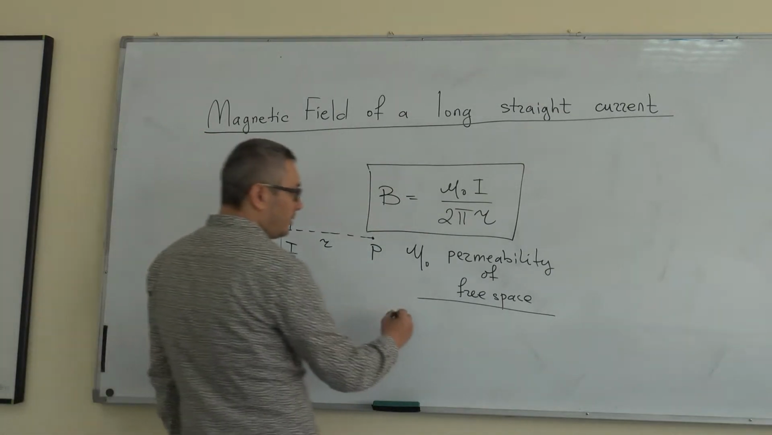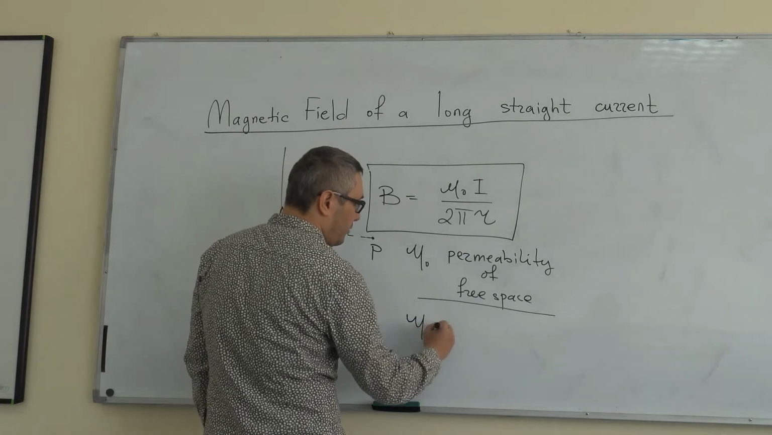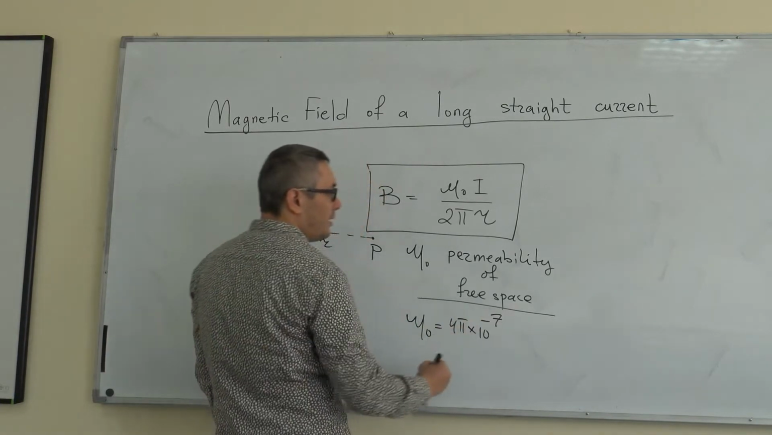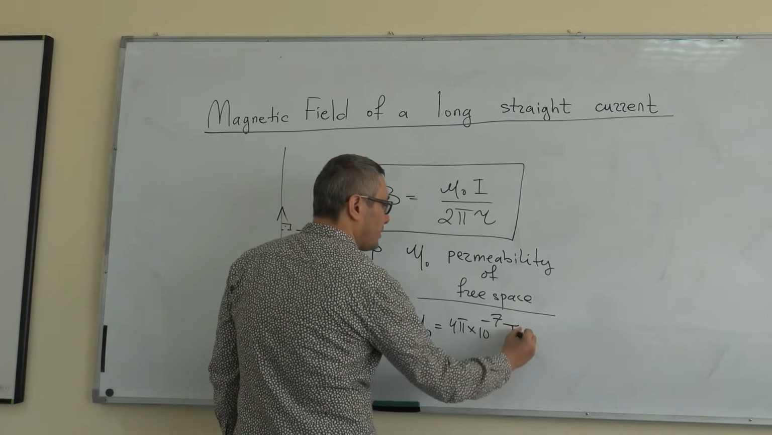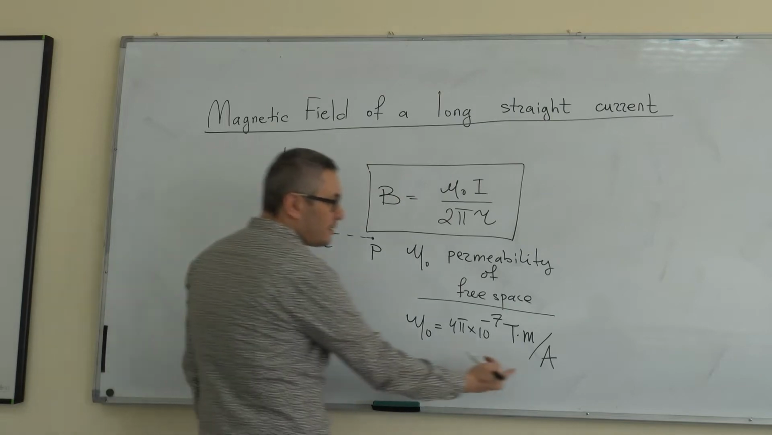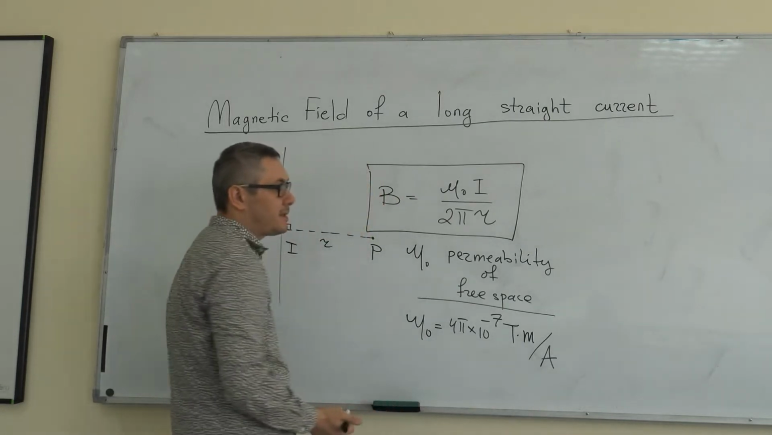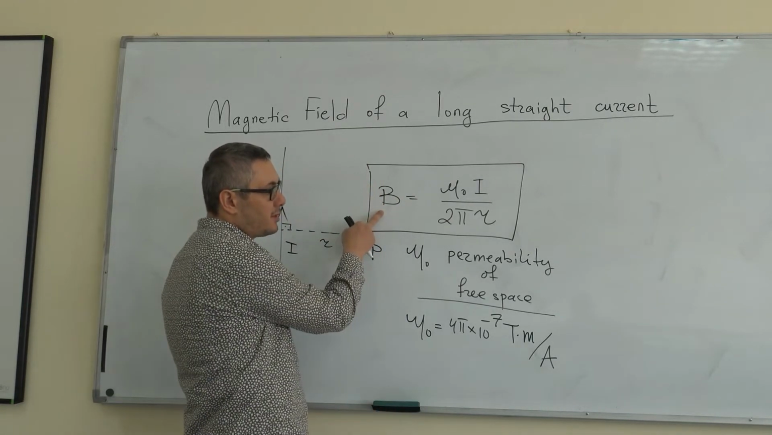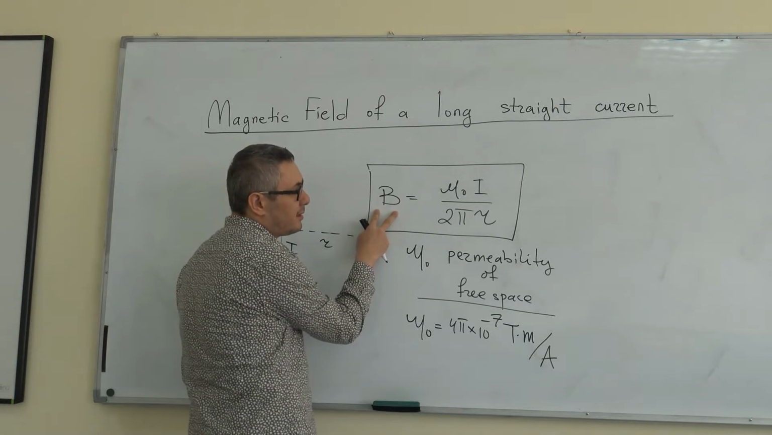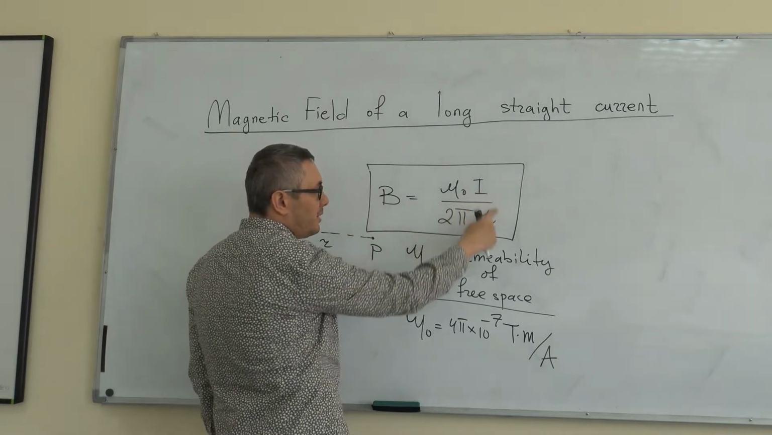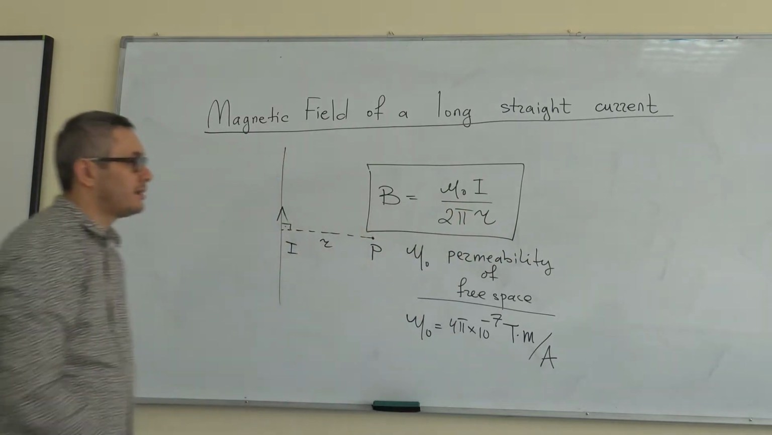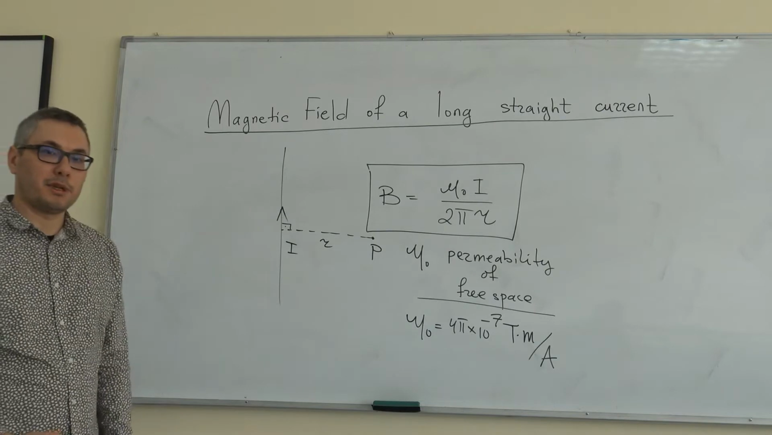Mu 0 is equal to 4 pi times 10 to the minus 7, and the units are Tesla times meter per ampere. You can see that the unit should be Tesla times meter per ampere just from this formula. Magnetic field is measured in Tesla, current is in amperes, r is in meters. So mu 0 has to be in Tesla times meter per ampere.